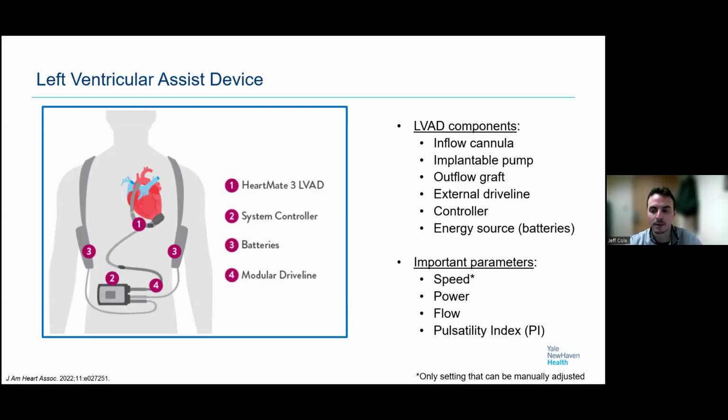The parameters that we're looking at for LVADs are speed, power, flow, and pulsatility index, or PI. But note that the only setting that can be manually adjusted is the speed. The other values are calculated values. So that's an overview of the LVAD.